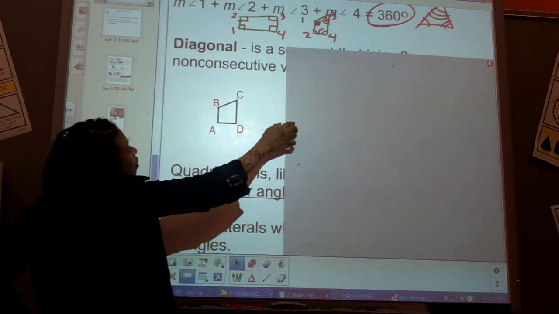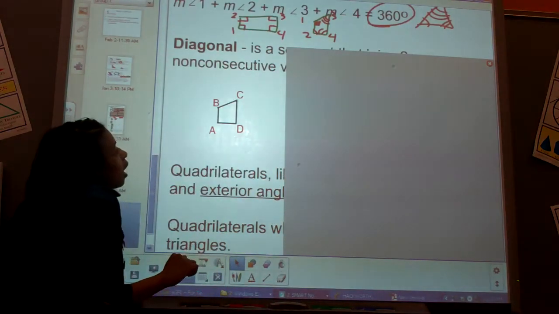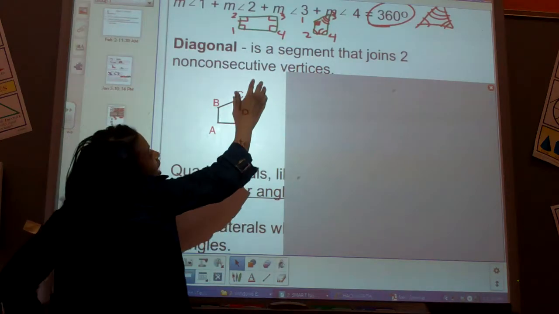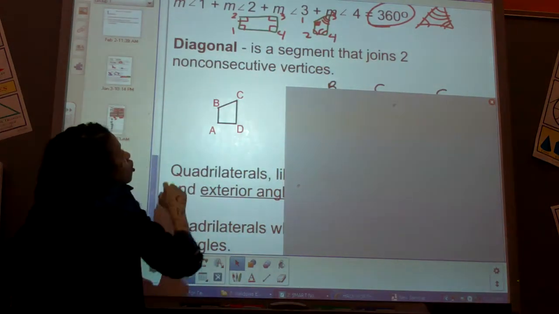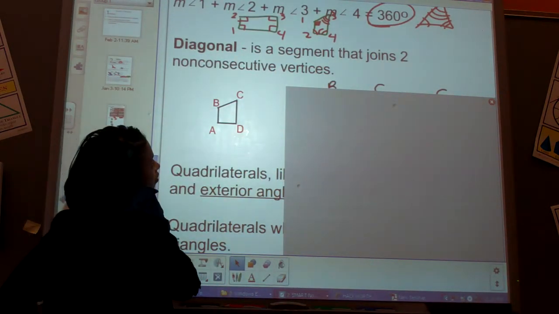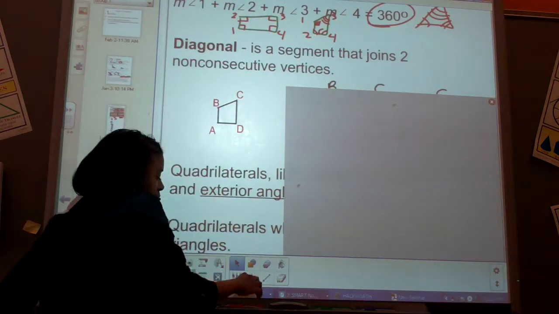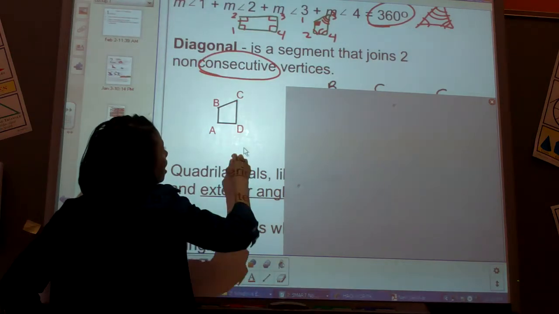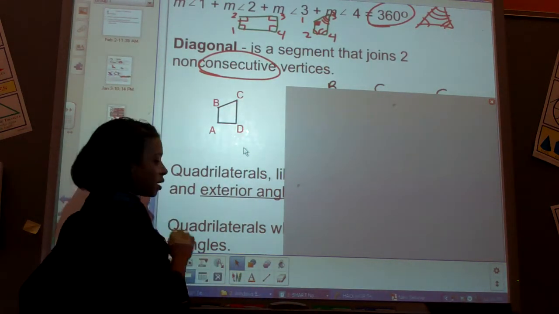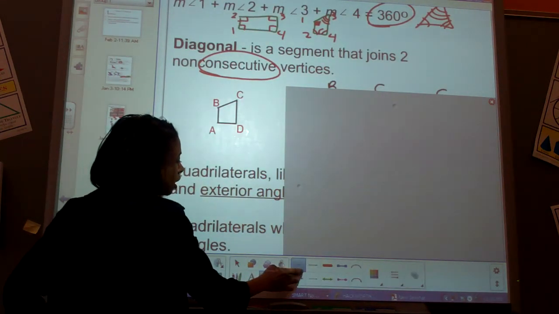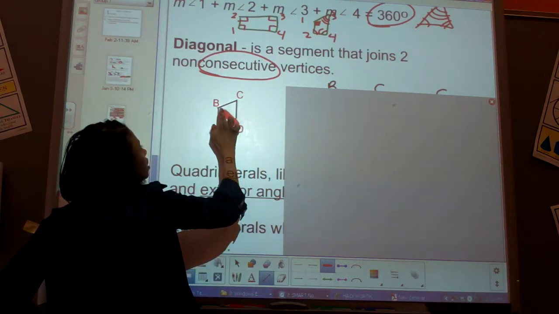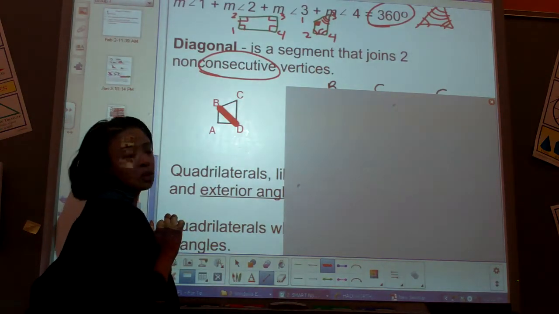But anyhow, this particular quadrilateral, what I want to look at is a diagonal. A diagonal is a line segment that joins 2 non-consecutive vertices. What does non-consecutive mean? You have to know what consecutive means. Consecutive means next to. Well, I'm saying that B and D are non-consecutive. So if I were to connect these two, that means B could go to D, and that's a diagonal.